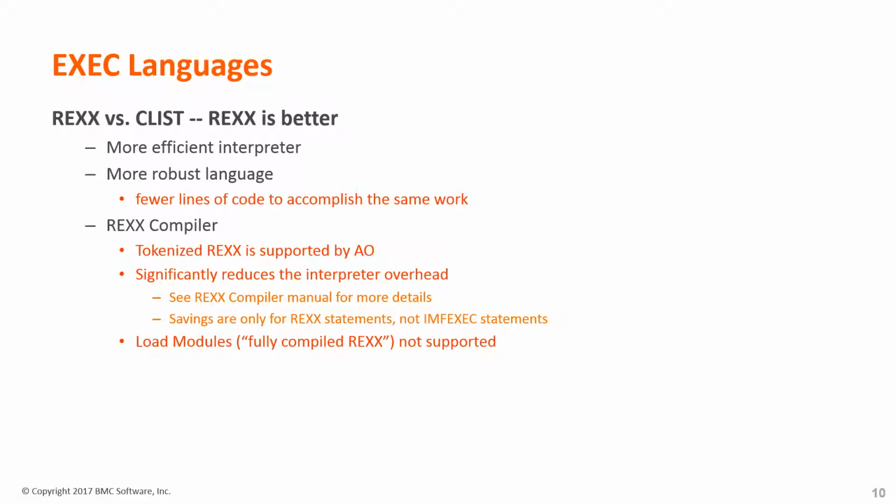Although AutoOPERATOR supports both REX and CLIST for command processing, REX is the preferred alternative. It's simply a more efficient interpreter, and it's a more efficient and robust language. So what you're doing is you're getting something that runs better, and it takes fewer lines of code to write it. AutoOPERATOR does support the tokenized REX compile, but not the full load module compiles.